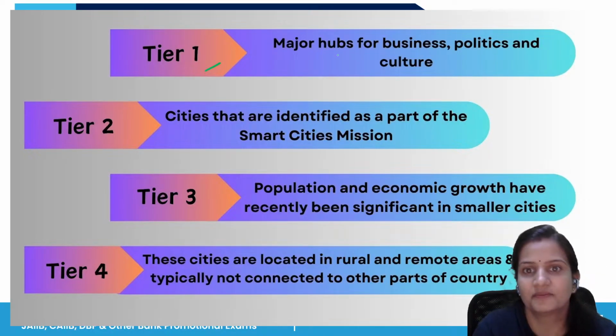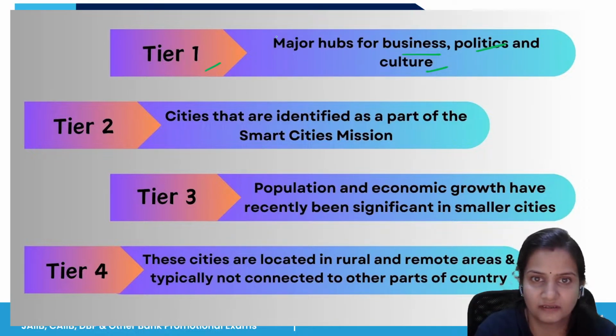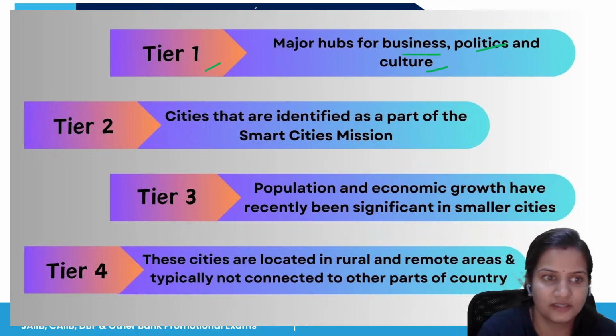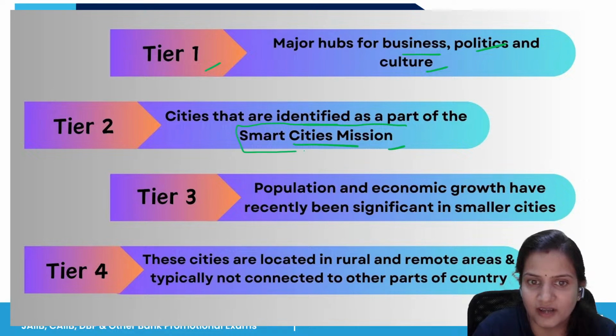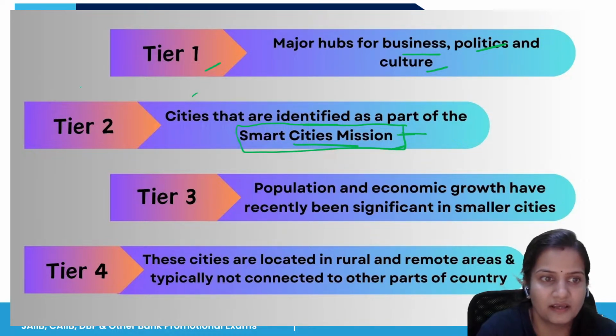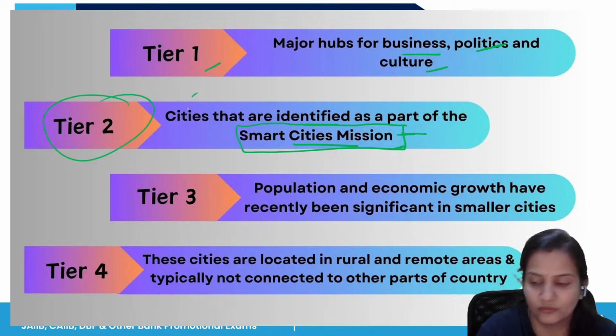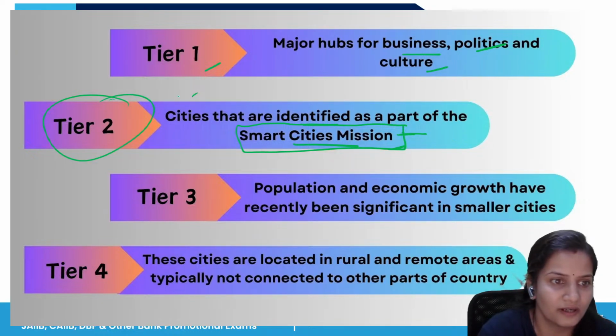See, Tier 1 cities are major hubs for business, politics, and culture. These all come under Tier 1 cities. Tier 2 cities are those identified as a part of the Smart Cities Mission. In this mission, those cities are working under this scheme. They are being initiated and included under Tier 2.